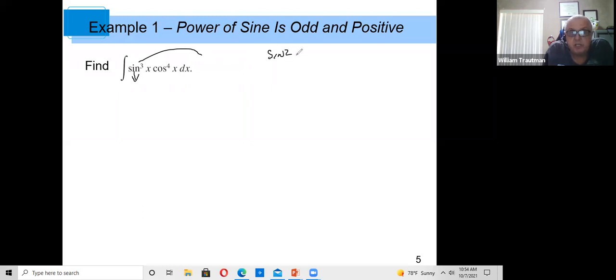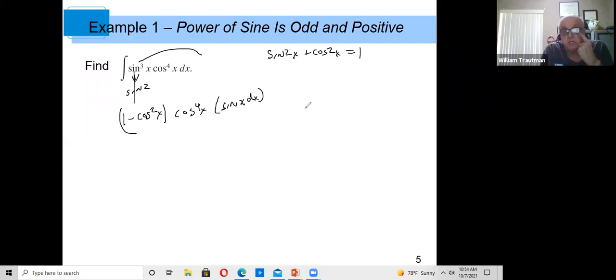Remember, sine squared x plus cosine squared x equals 1. So if we're left with sine squared, this will change to 1 minus cosine squared x. And then you'll have the cosine to the 4th power. And then you'll have the du, right? The sine x dx over here, that extra sine that we put over here. So I just want you to see what's about to happen.